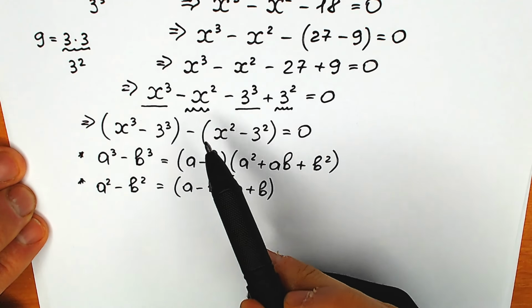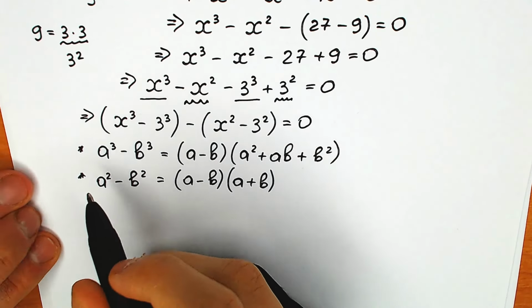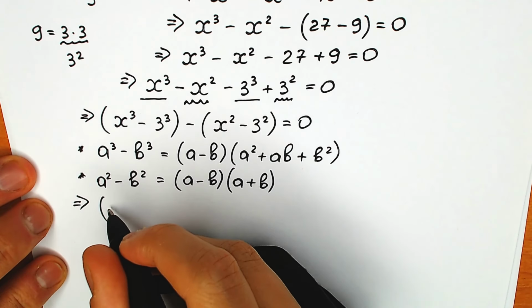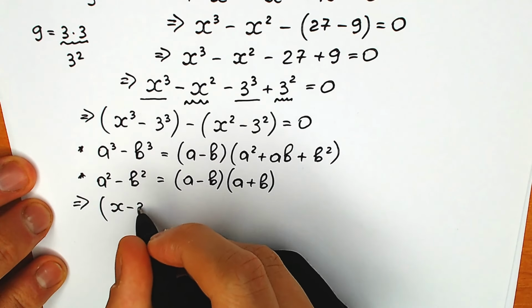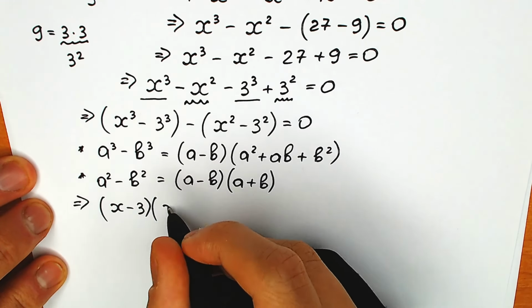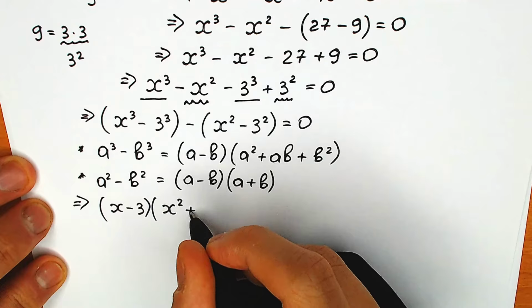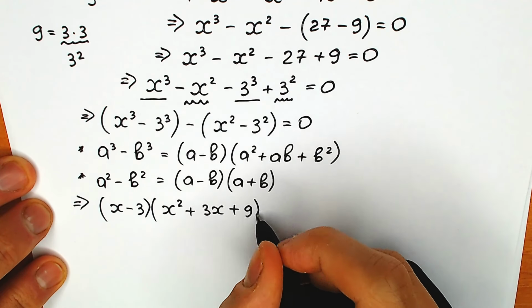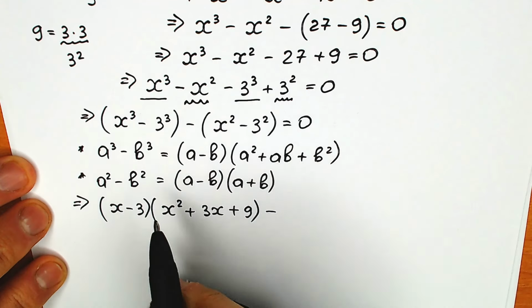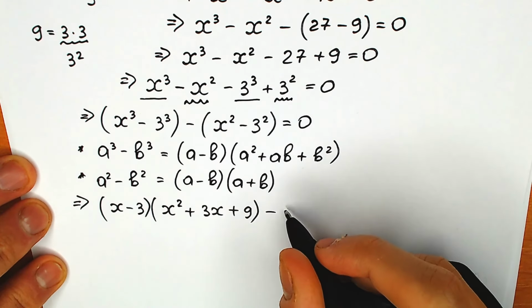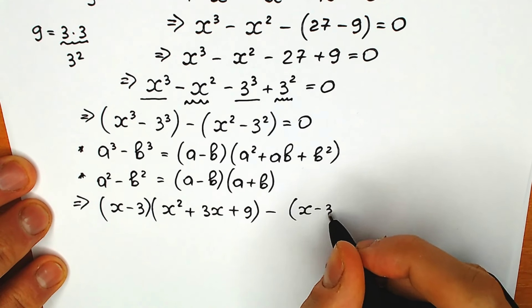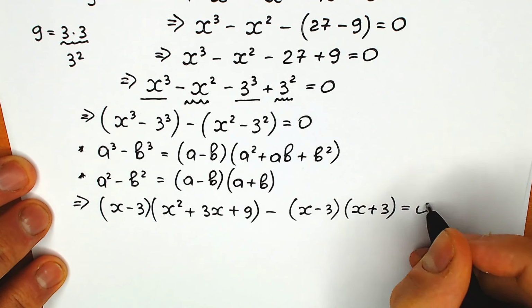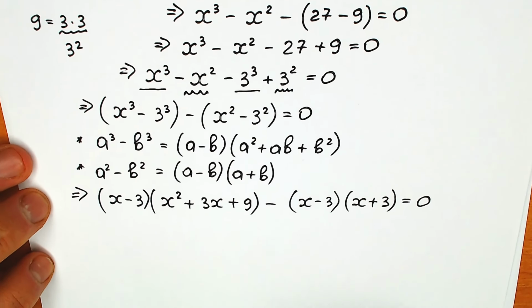Difference of cubes right here and difference of squares right here. Let's do it. So we have x minus 3. First of all, difference of cubes. x minus 3. In another parenthesis, we have x squared plus 3x and plus 9. And another part, we have difference of squares. x minus 3 and x plus 3, equal to 0. Okay, I really hope you understand this step.